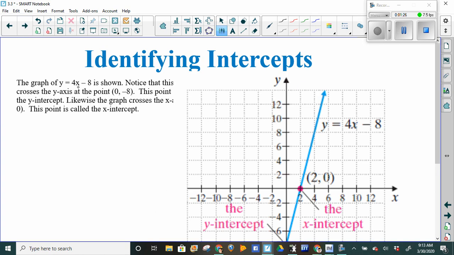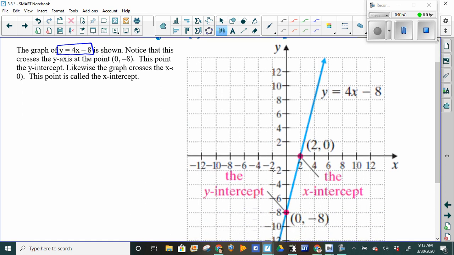Identifying the intercepts. So if we have this graph, y equals 4x minus 8, notice that this crosses the y-axis. And let me scroll down a little bit. So it crosses the y-axis here. So this is the y-intercept. And then it crosses the x-axis.